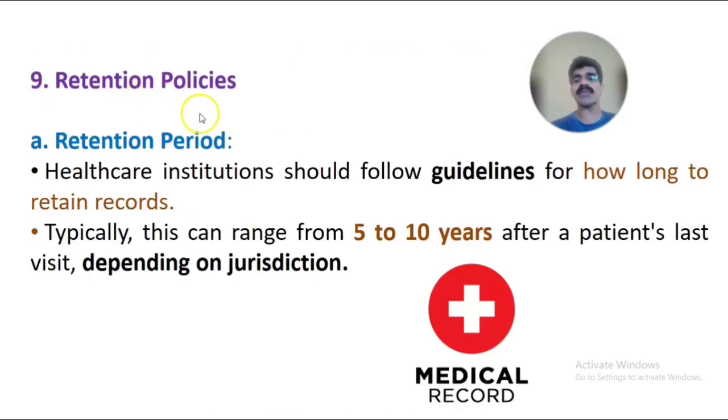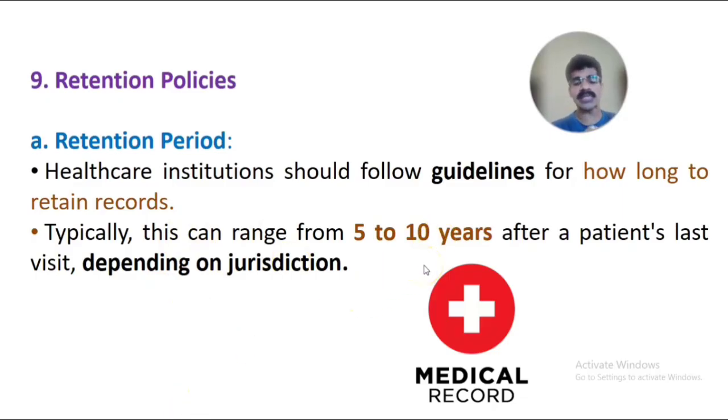Ninth one is retention policies. As we have already discussed, sometimes a patient health record or medical record has to be retained for a long period if there are any legal issues. That comes under the retention period. Healthcare institutions should follow the guidelines for how long to retain the medical records of the patient. It depends upon the law, the legal issues, or the institution or hospital policy. Generally this can range from 5 to 10 years.